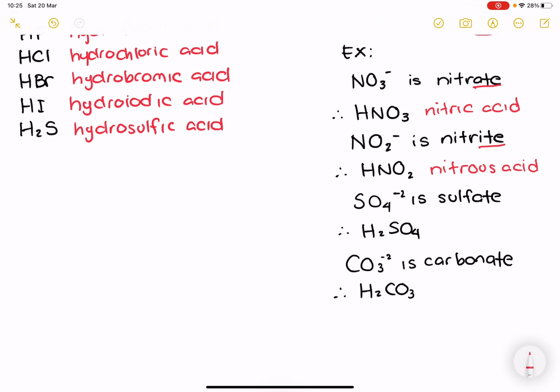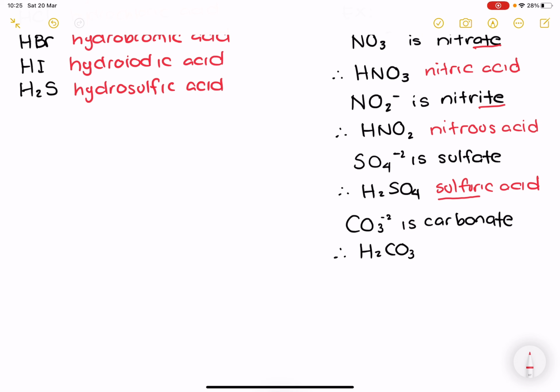SO4 2- is called sulfate. Thus, H2SO4 is called sulfuric acid. Note that for sulfuric acid, you write the entire name of the element sulfur. But still, it ends with IC because the polyatomic ion is ATE. And lastly, we have CO3 2-. We call it the carbonate ion. Thus, H2CO3 is called carbonic acid.